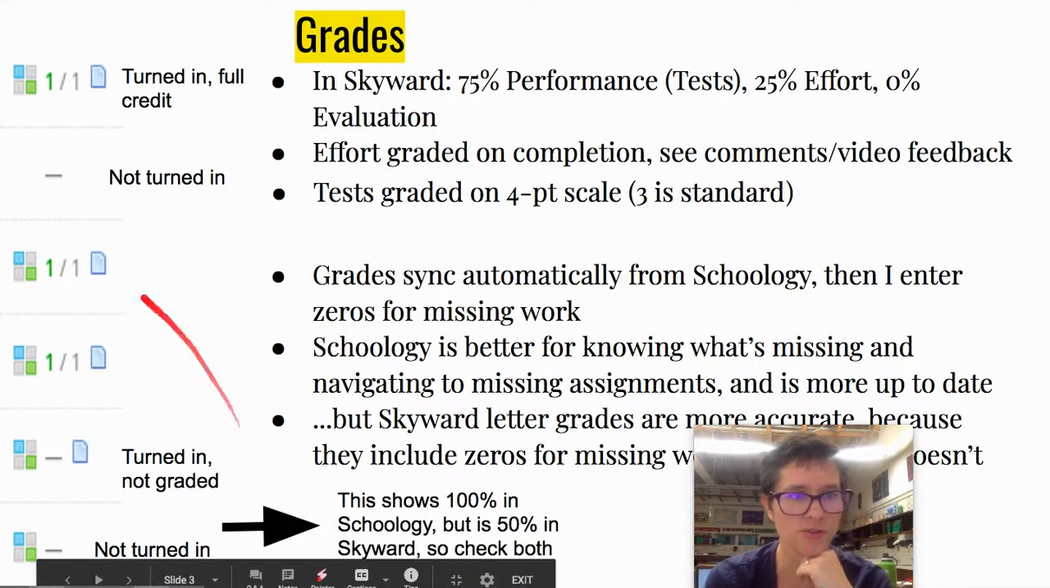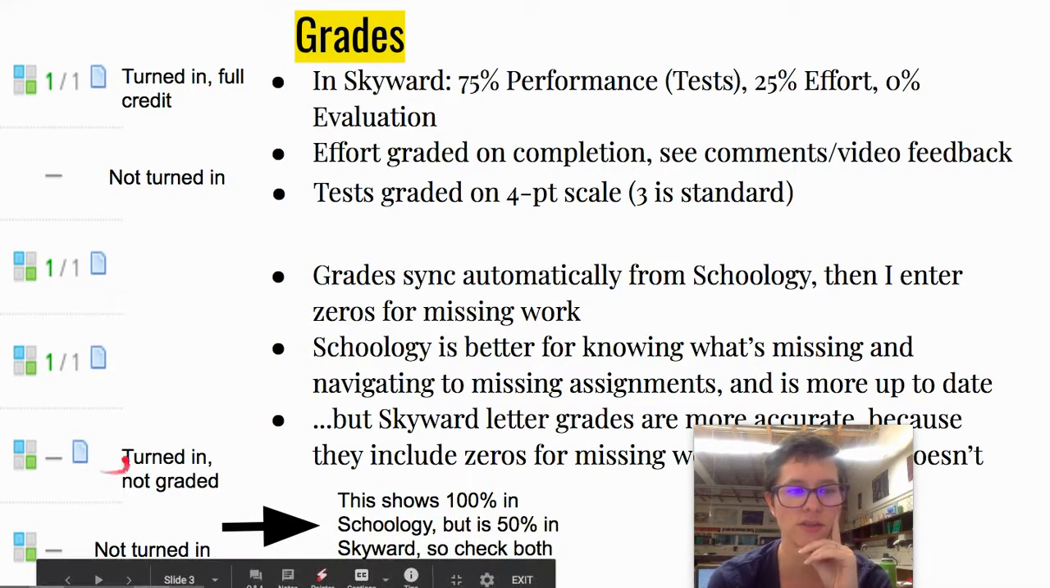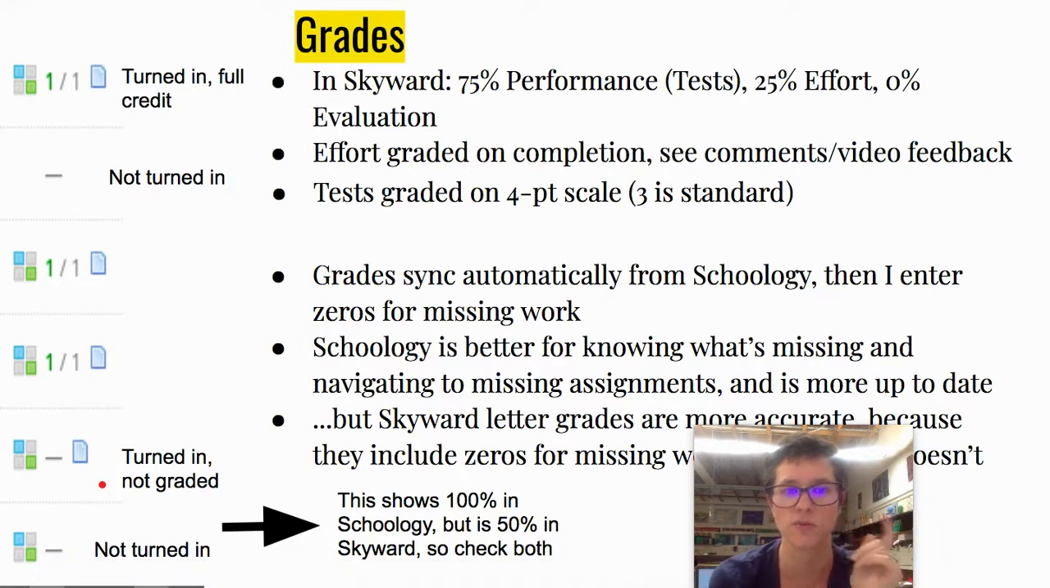Okay, yeah, so this is just a note here that this would show up in Schoology as 100% because everything that's been graded has gotten a 1 out of 1. But if you were looking this up in Skyward, anything that I've graded that they didn't turn in would register as a 0, so this would be 50%. Once I graded this assignment, this would be 67%, but as you can see, very different percentages between Skyward and Schoology.